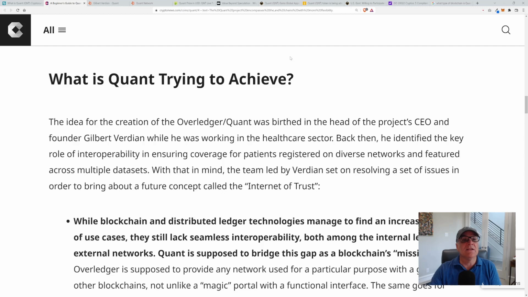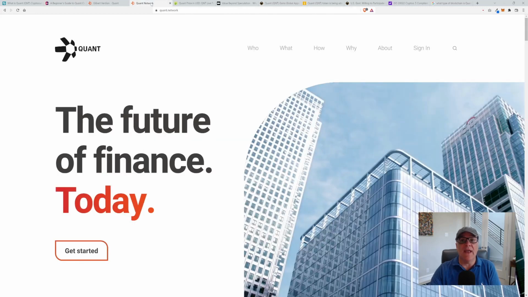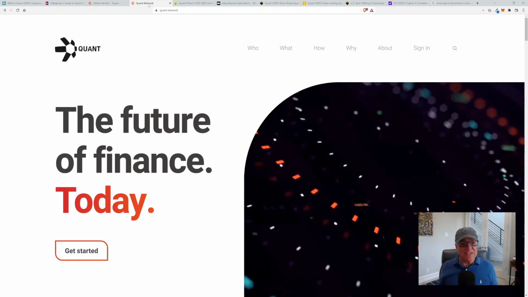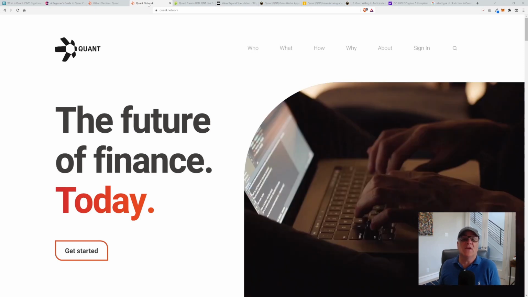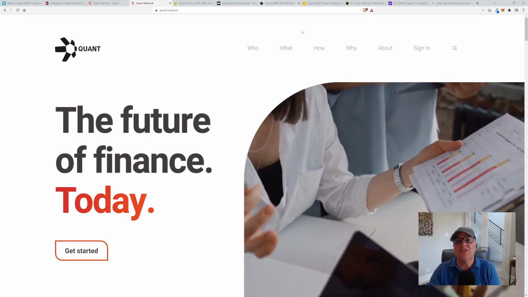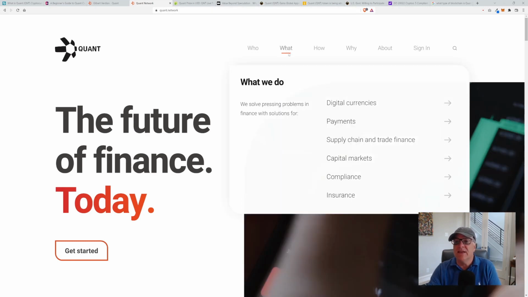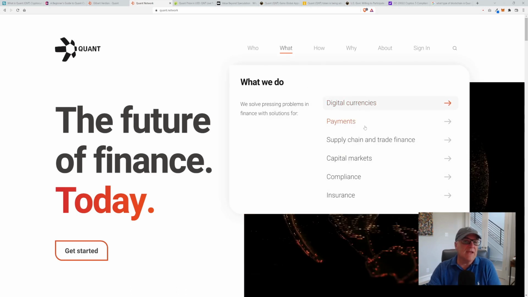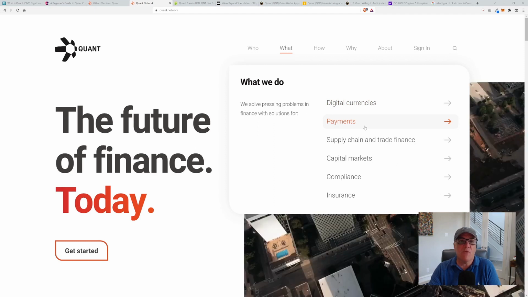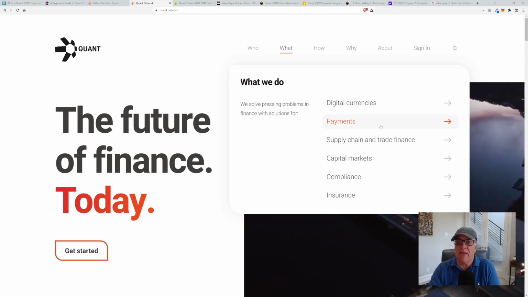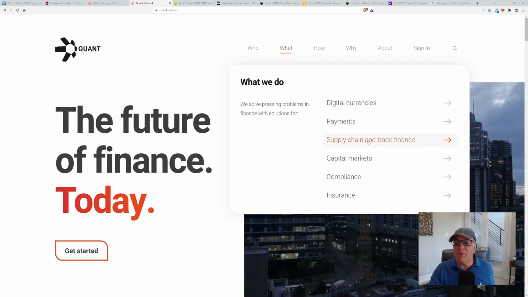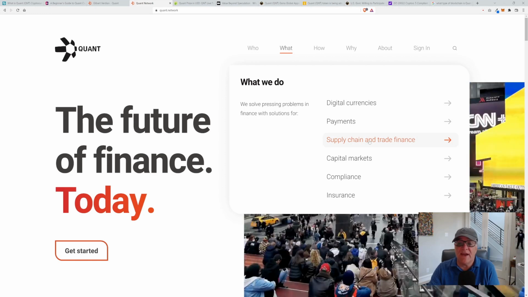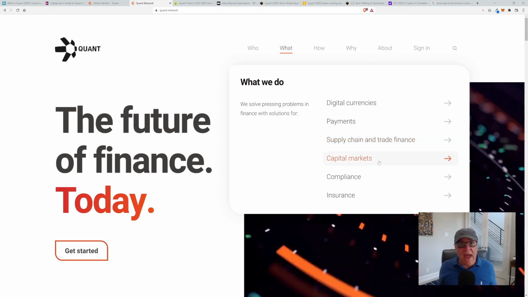So guys, take a look over here at the Quant network. And let's just take a look at what are they doing? Like, what are they working with? Well, guys, you will be amazed. These guys are working in the development of CBDCs. They're working in the issuance of cross-border payments and other payment gateways and platforms. They are dealing with supply chain and trade finance. And guys, they're into capital markets.